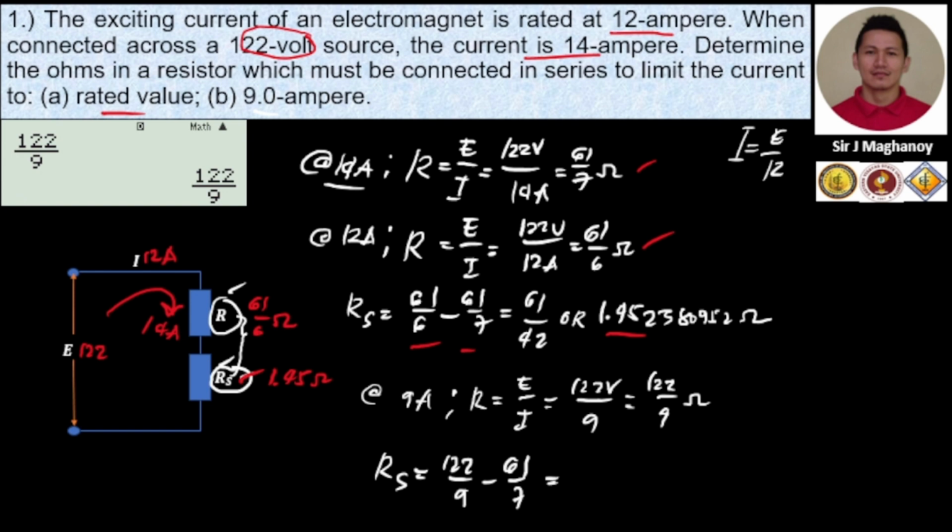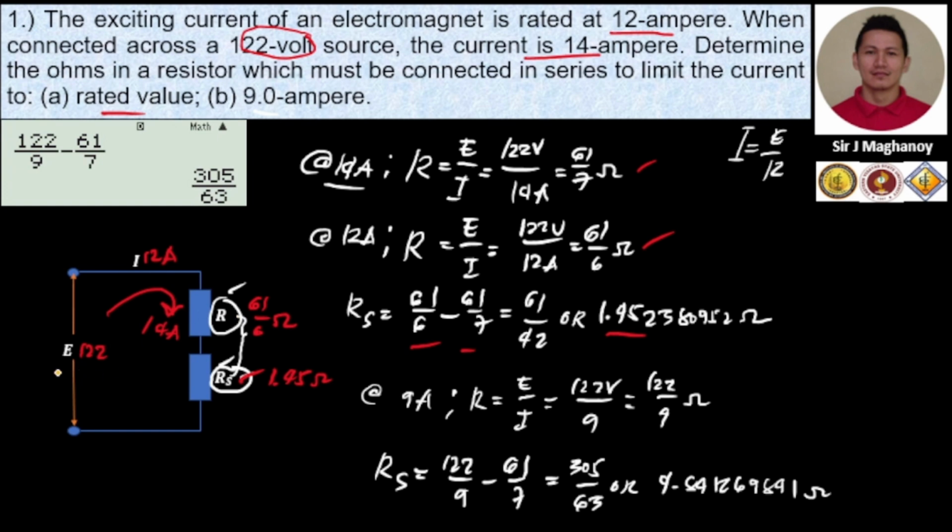So using our calculator, that is 122 over 9 minus the actual resistance, 61 over 7, equal to 305 over 63, and the value is 4.841269841 ohms.